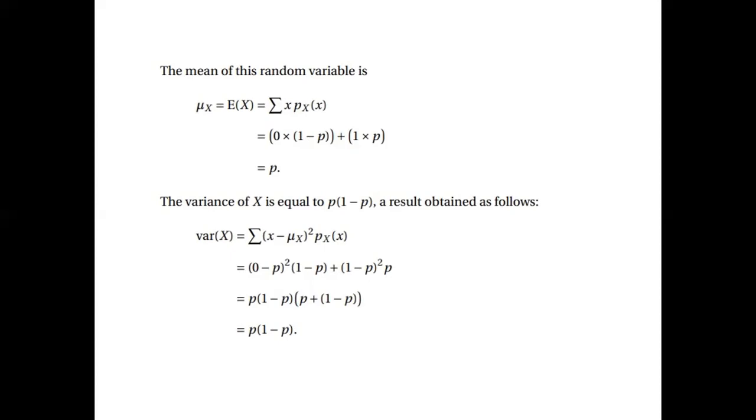which equals p. Now we'll see what the variance of x is. The variance of x equals the summation of x minus mu of x whole square into probability of x. So, 0 minus p whole square into 1 minus p plus 1 minus p whole square into p, which gives p into 1 minus p. So p into 1 minus p is the variance of the Bernoulli random variable.